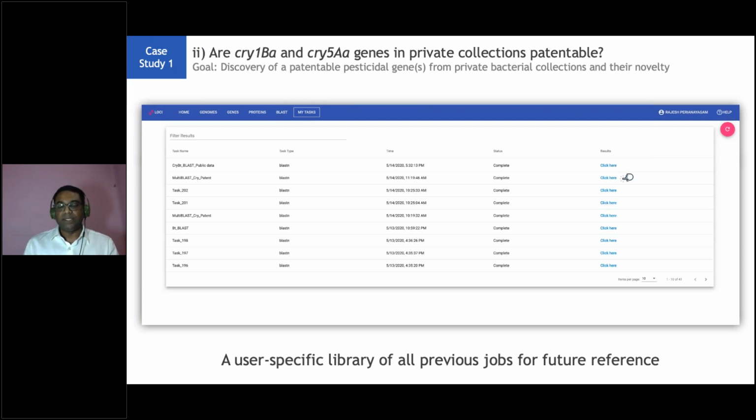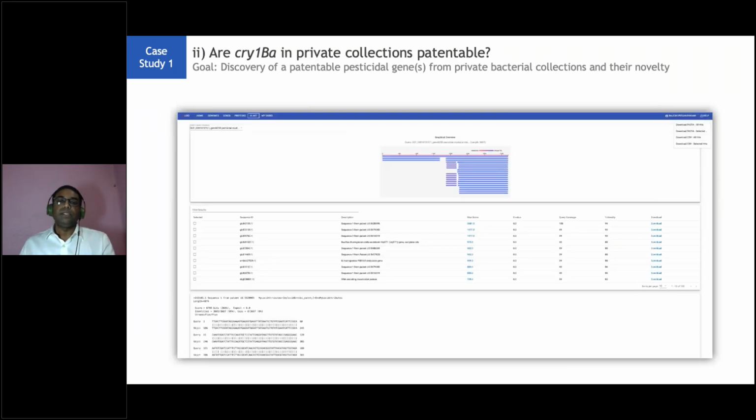Now, to see the results for a specific blast job, you click here, and for these purposes you have the second one, and then you click here, and that link will lead to the visualization page. The results indicate that the CRY1BA gene has already been patented, and also give the patent number, percentage identity, and other relevant information.